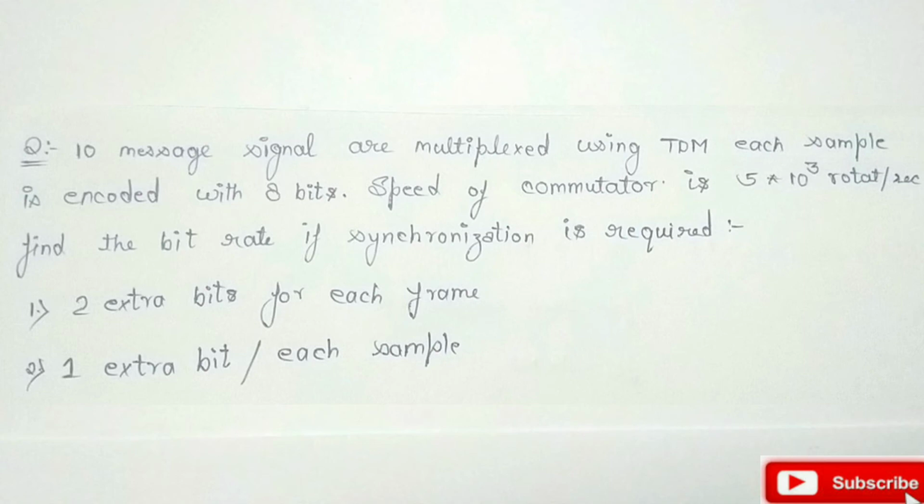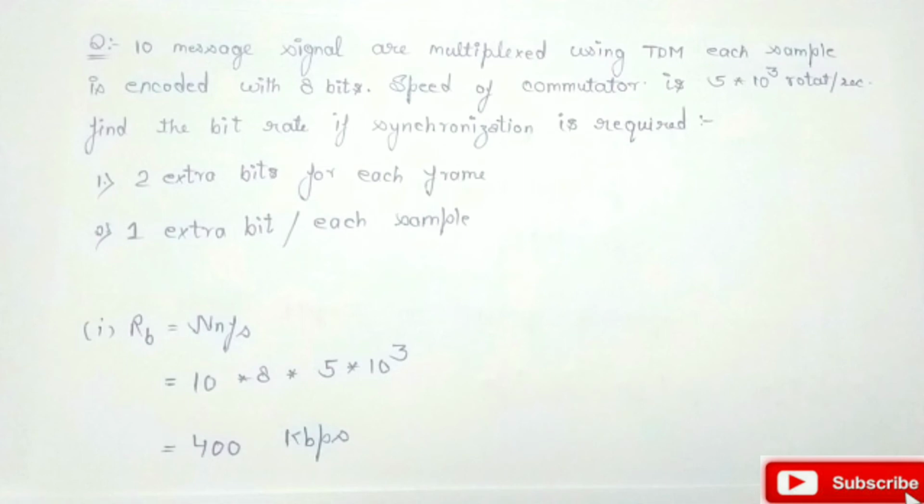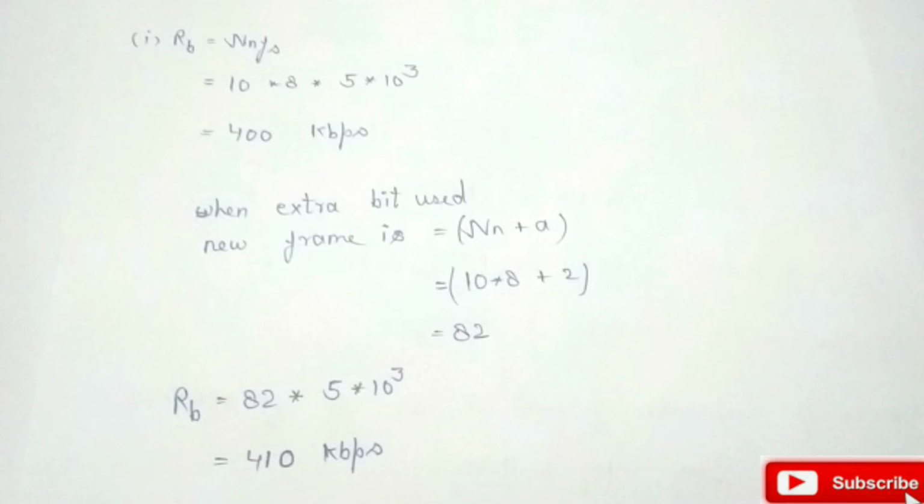The simple bit rate of the TDM is given by R_B, that is N n F_s. It is clear that there are 10 message signals, so capital N value is 10, and we used 8 bits for the encoder, so small n is 8, and F_s, the sampling frequency, is given by the speed of the commutator, that is 5 into 10 to the power 3 rotations per second. So we put all the values and we find R_B as 400 kbps. So when we are not using the extra bits, the bitrate is 400 kbps.